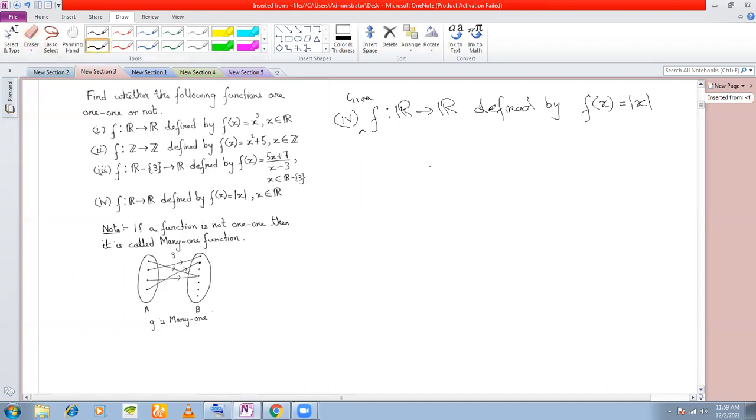Okay. So here, I start by saying let x1, x2 belong to the set A, which is R. Therefore, f(x1) is equal to f(x2) means what?